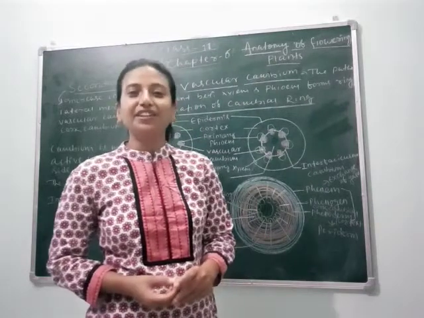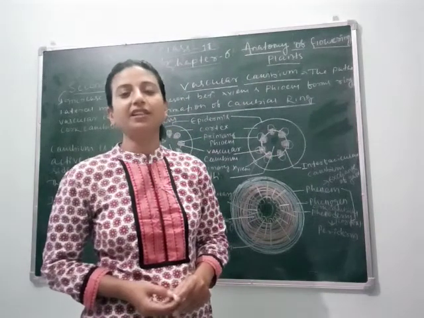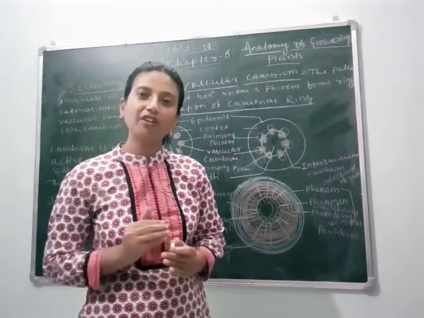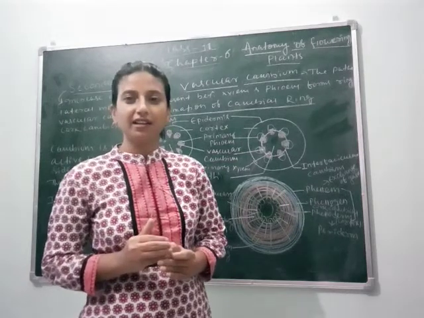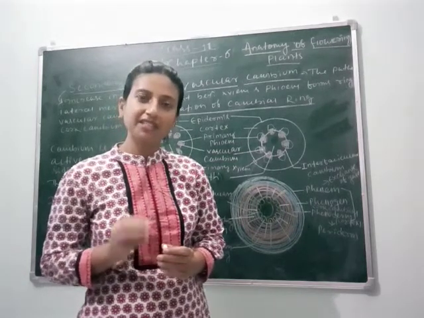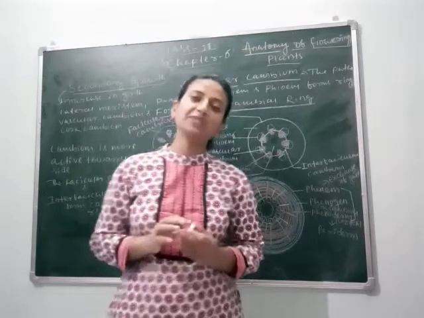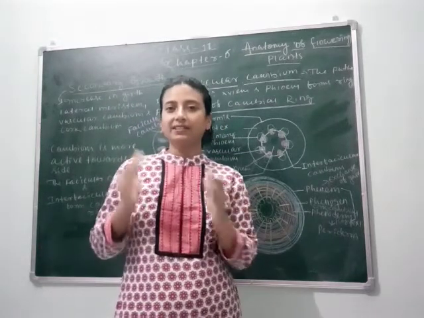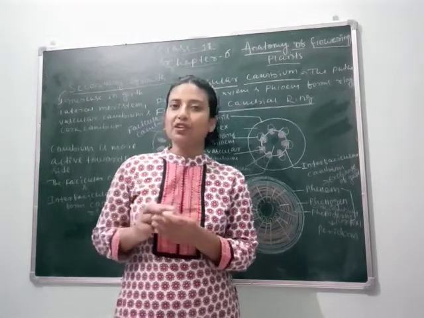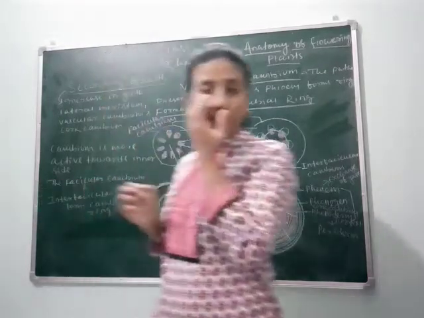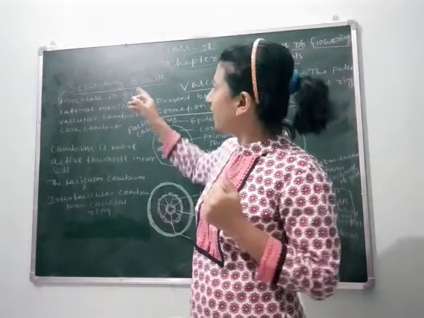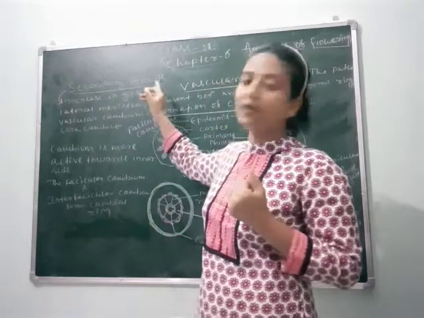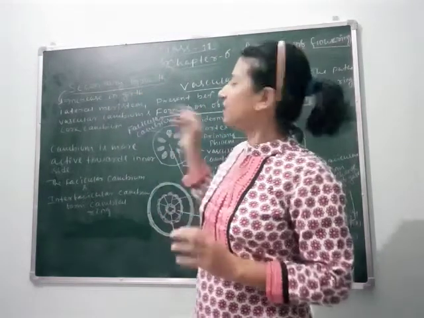We are continuing chapter 6 of class 11, that is your anatomy of flowering plants. In our last class we saw the main differences between the anatomy of a dicot leaf and a monocot leaf, and that was the completion of primary growth. Today we will study secondary growth. Let's understand what secondary growth is.